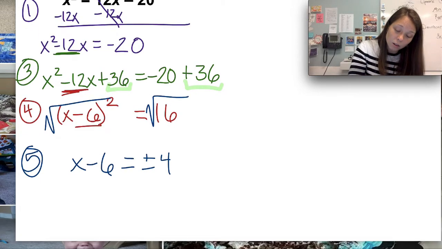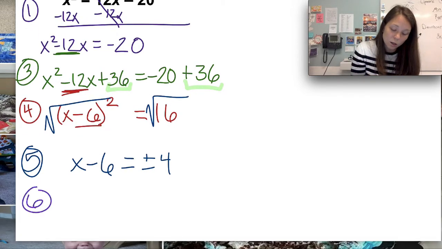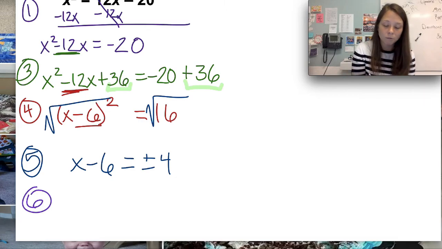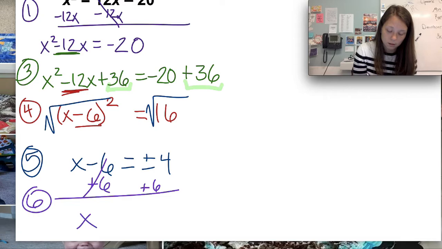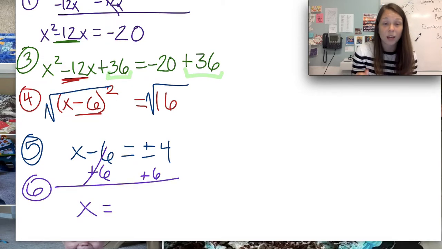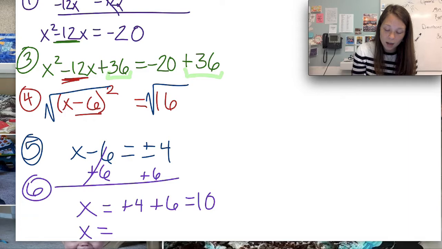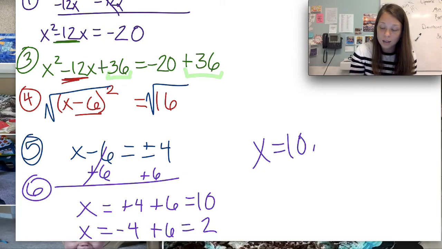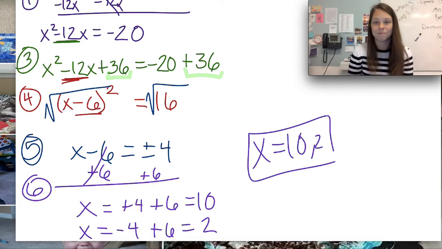Step 6 in our list of steps is to get the x all by itself. So I'm going to add 6 over. So I'm going to end up with actually 2 answers here. I'm going to get a positive 4 plus 6, which is 10. And then I'm going to get a negative 4 plus 6, which is 2. So my 2 answers are 10 and 2.